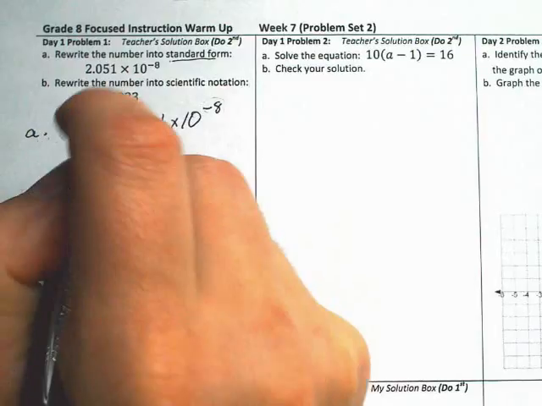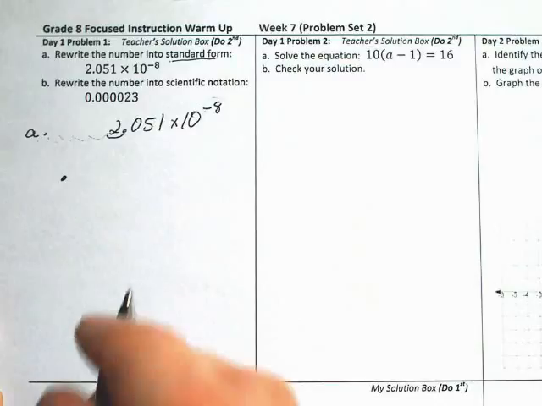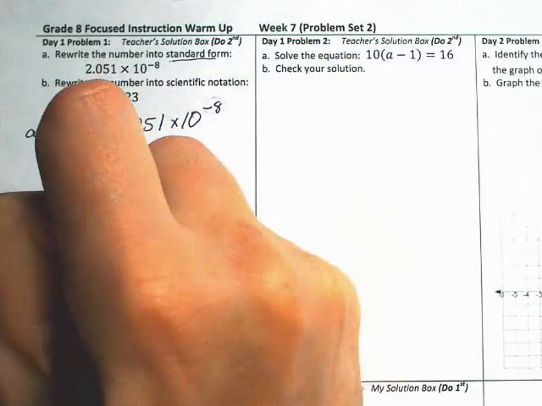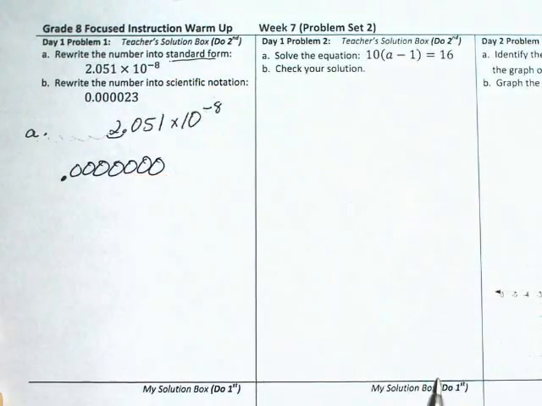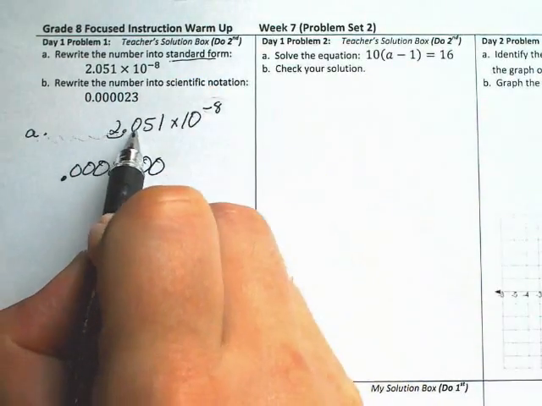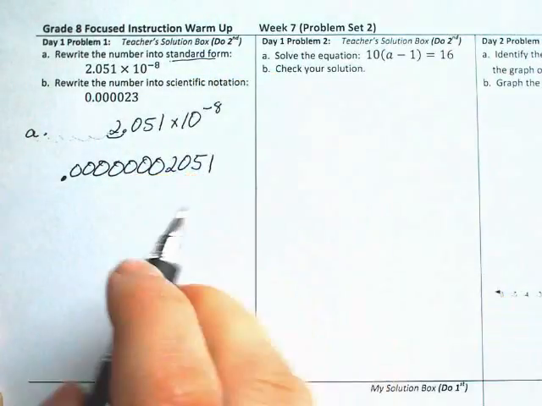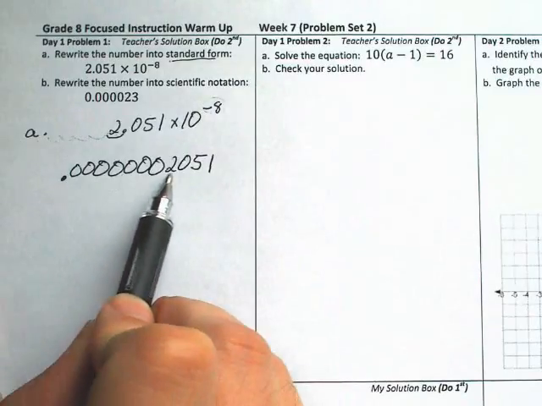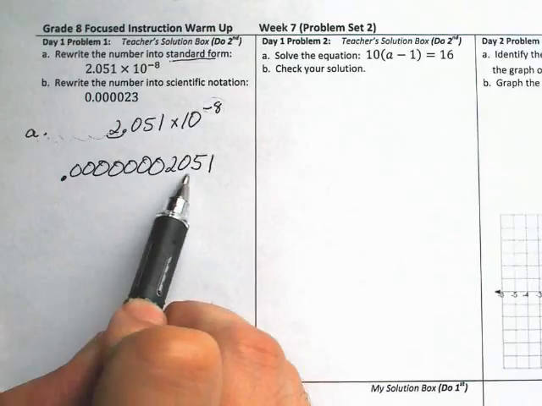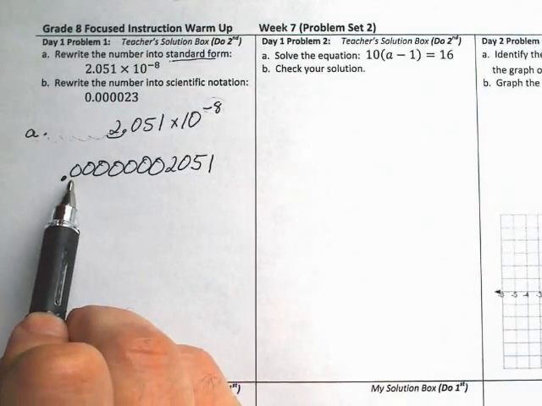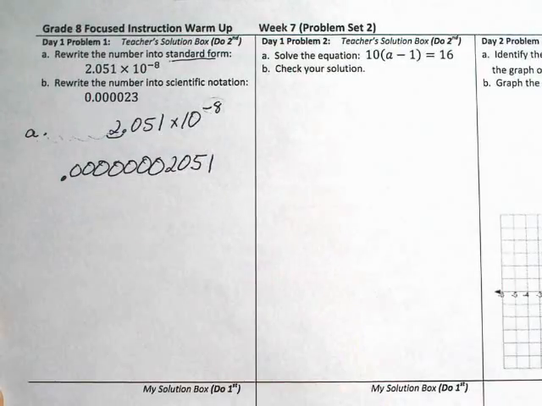When I get done moving all the way to the left, I will get point and then 7 0 placeholders. So 1, 2, 3, 4, 5, 6, 7. And then the digits 2051. This is a number that's in standard form. It is a very small number, a very tiny decimal number, and it is the normal way to write this number here, which is in scientific notation.